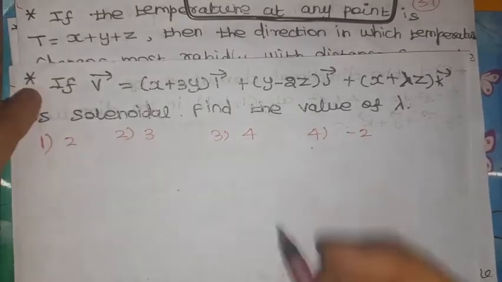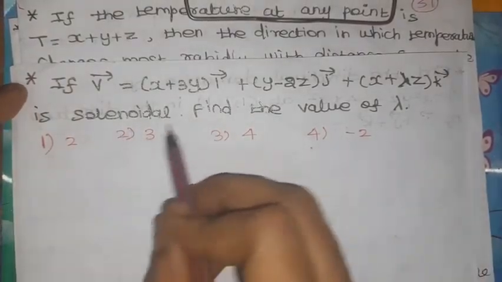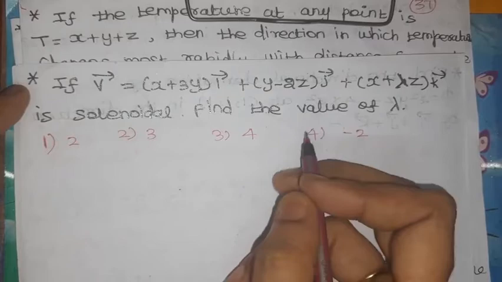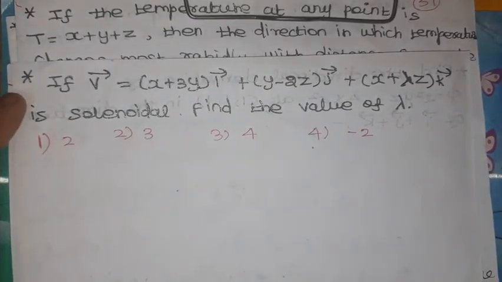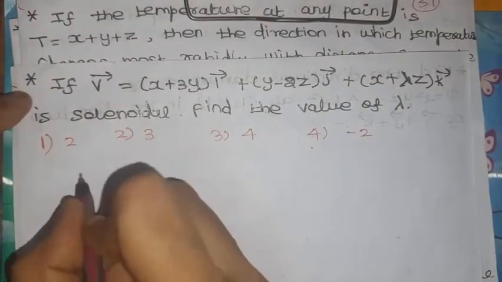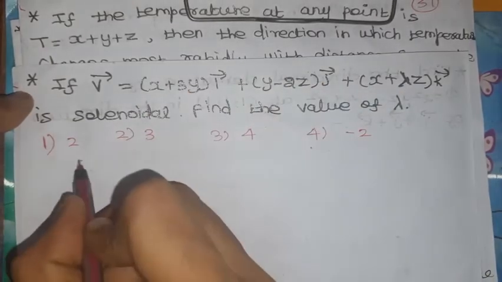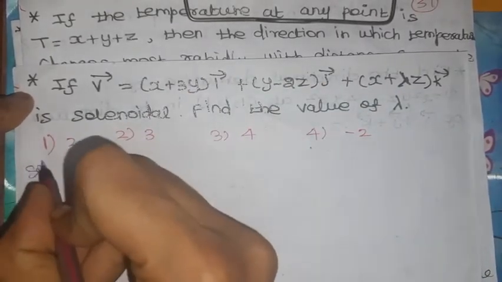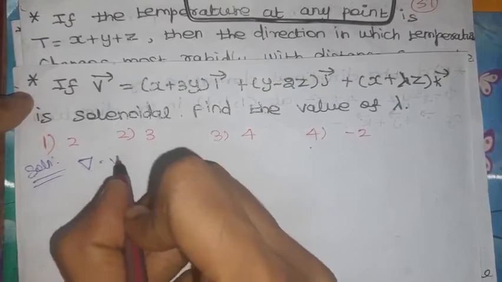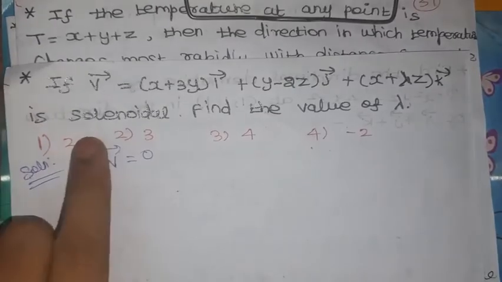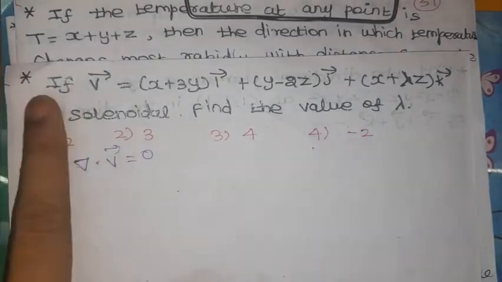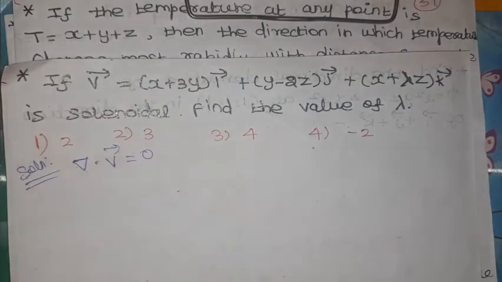Then, if V is given as solenoidal, find the value of lambda. What is given? V is solenoidal, what does this mean? The given vector's del dot V is equal to 0. If it is solenoidal, the divergence of the given vector is equal to 0. So del dot V equals 0.